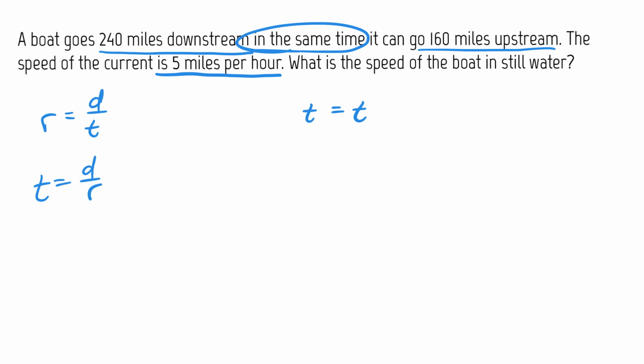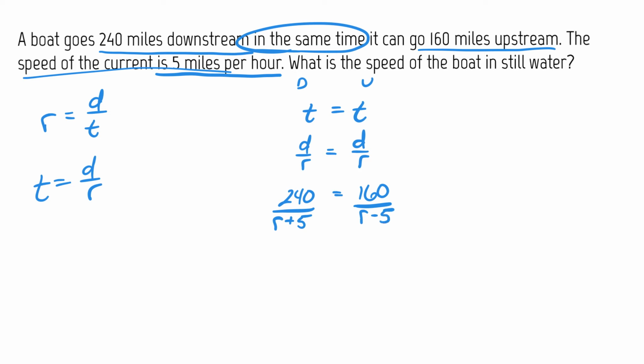So this is, which is first? Downstream. This is upstream. So the downstream would be distance over rate equal to distance over rate. Well, the distance of downstream is 240. The distance of upstream is 160. The current is 5 miles per hour. We don't know the rate that he's traveling, but if he's going downstream, the current is adding to his speed. And if he's going upstream, the current is subtracting from his speed.